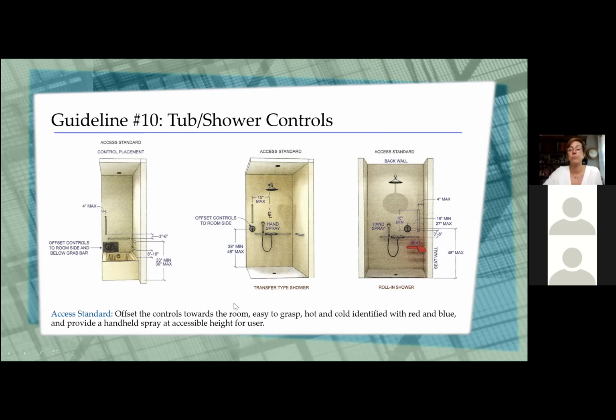In a transfer shower, again, they've got the offset controls over here. You're looking to have them between 38 and 48 inches off the floor. We'd like the grab bar again above it so you can actually get it. And from that grab bar to the center line of the shower is about 15 inches.